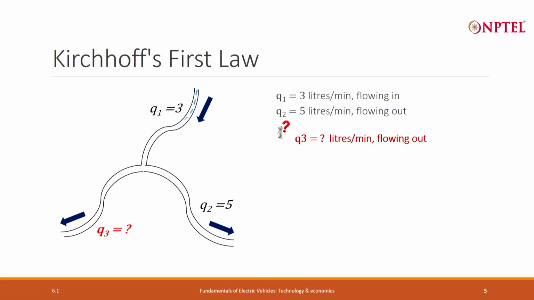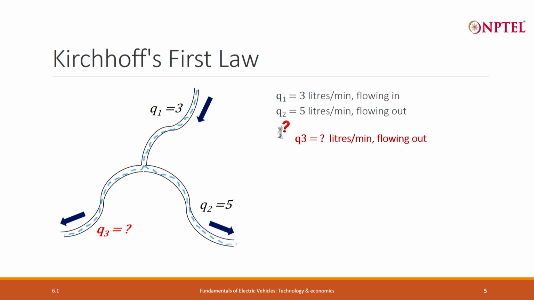So, here you are seeing a tube that is branching off into two. Water is flowing in at the rate of 3 liters per minute and it is branching off. I know that in one of the branches water is flowing out at the rate of 5 liters per minute, and the question is how much water is flowing out of the other tube. So, we know that the total amount of water flowing in has to flow out. So, inflow is equal to outflow, that is all Kirchhoff's first law says.